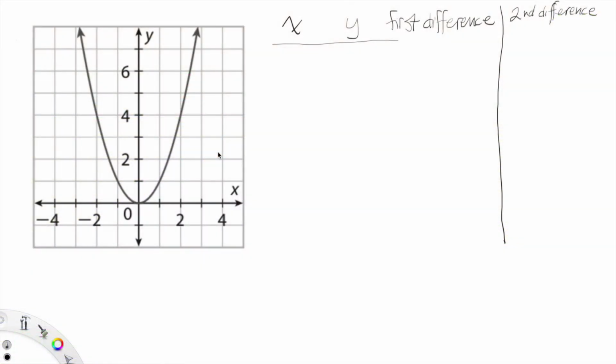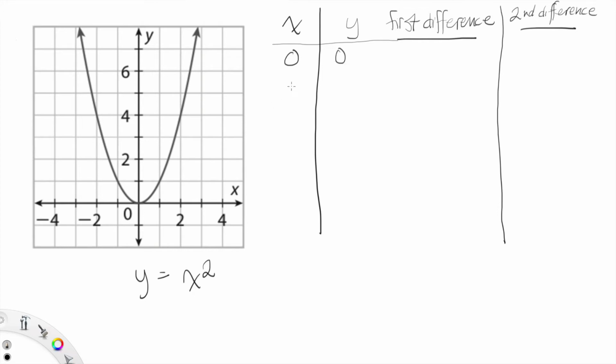So we're going to go over two main techniques for identifying linear versus quadratic versus exponential patterns. The first one is this technique of finding the first difference and then finding the second difference. So we'll just do that here. This is y equals x squared. First, we're going to plot the points. If x is 0, y is 0. When x is 1, 1 squared is 1. So we're going to figure out the first difference.